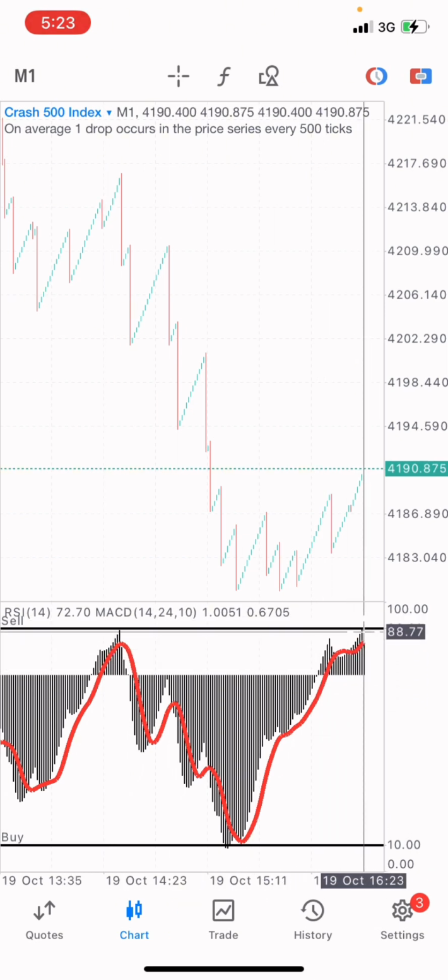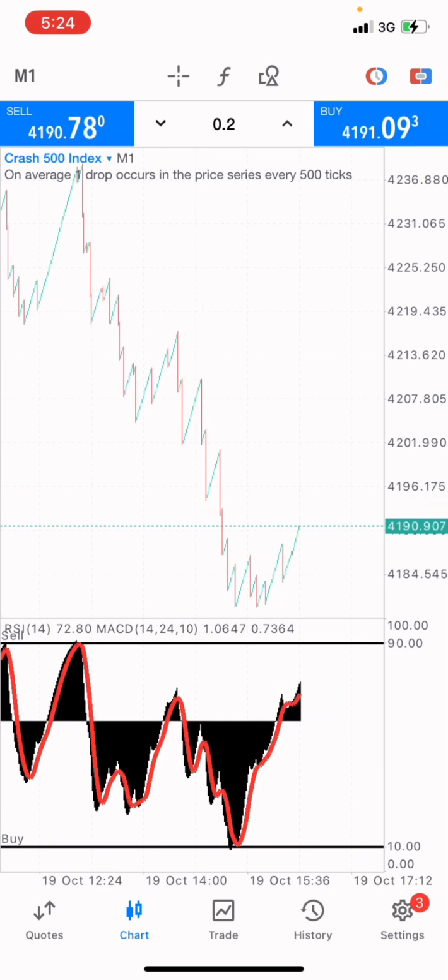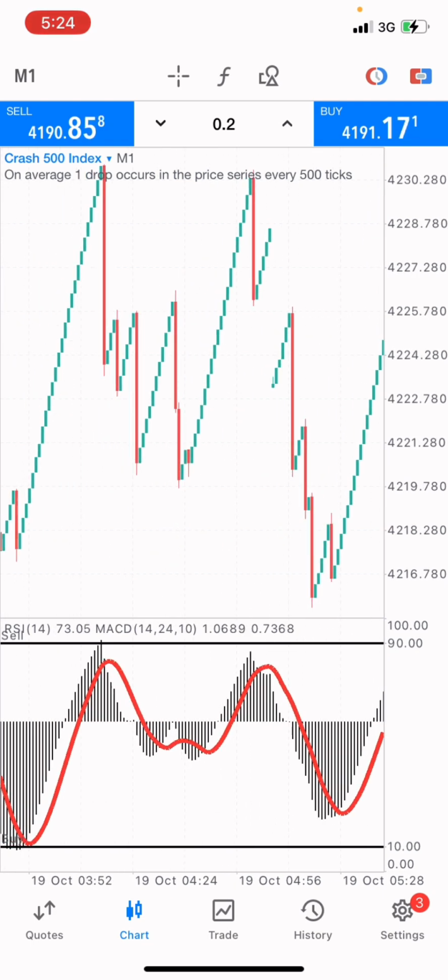Now there's a spike that's going to come in at this point in time, because the MACD has gotten to that level, right? There's a spike that's going to come in during that point. Okay, just as you can see.